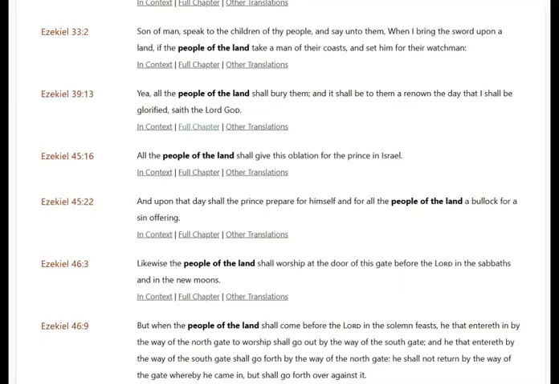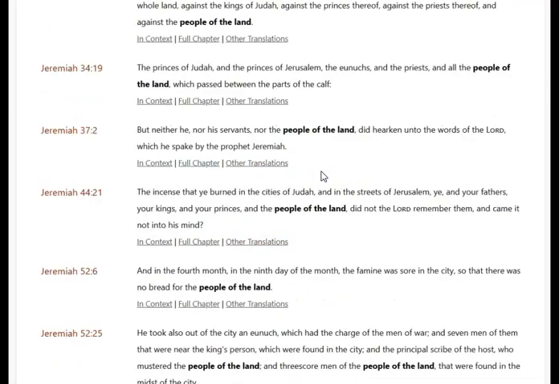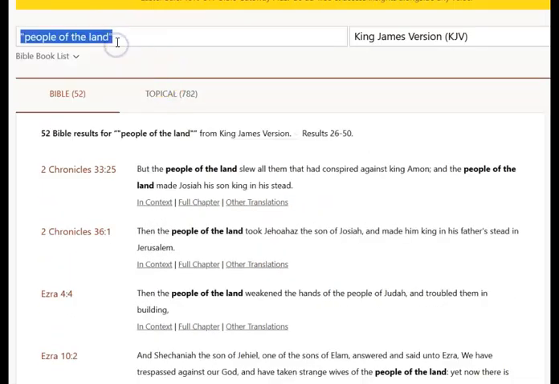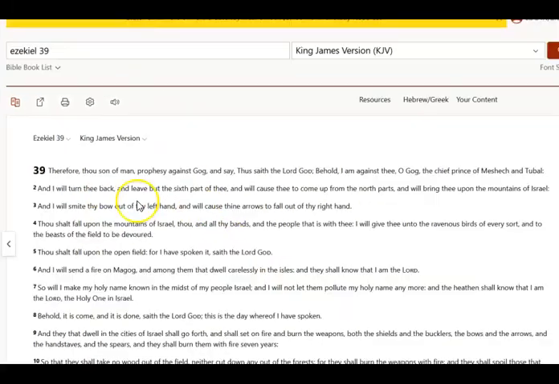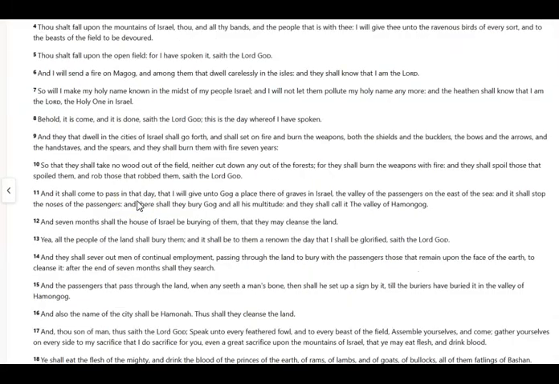But moreover, one of the things that we have, and I'm actually going to come back to this, people of the land, that's important, but actually we'll just go to Ezekiel 39 right now, as this ties into a conversation I'm going to have about the people of the land.